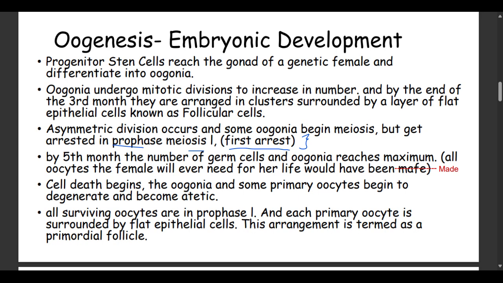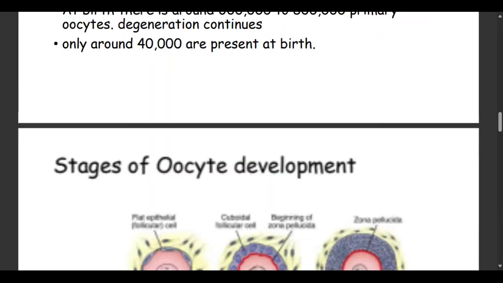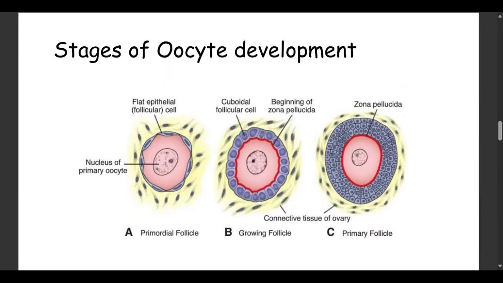So this arrangement, like we said, is called a follicle, but what type of follicle exactly? It's a primordial follicle. All right, that primordial follicle is what we are going to see in this picture. So we have a primordial follicle here. That means we have a primary oocyte surrounded by the follicular cells there, flat epithelial follicular cells, and you call that a primordial follicle.